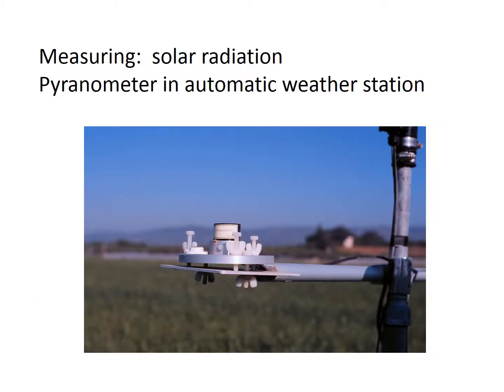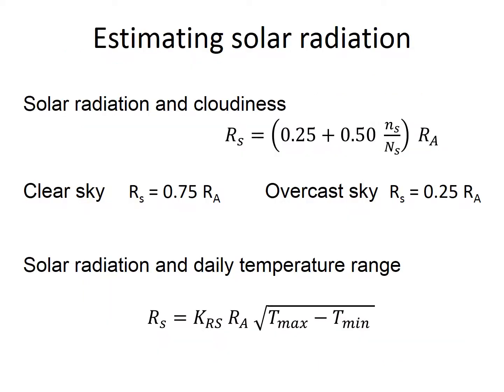We can measure solar radiation using pyranometers in weather stations like this one shown in the picture. This is a silicon pyranometer, a rather cheap sensor. And for many situations we don't have measured values of solar radiation and we need to estimate them.